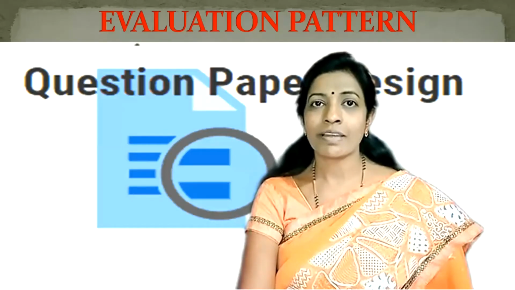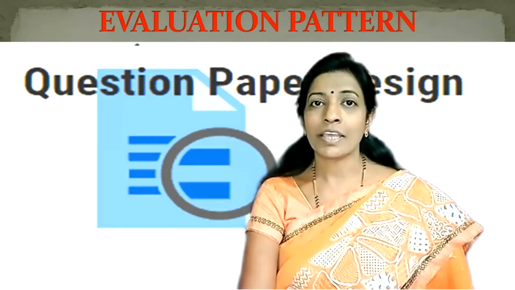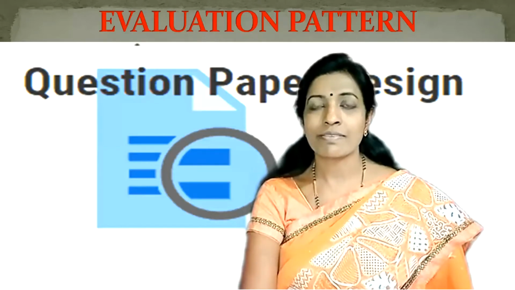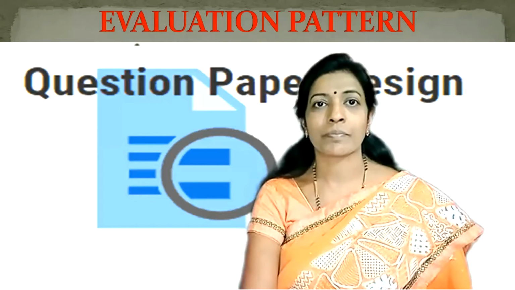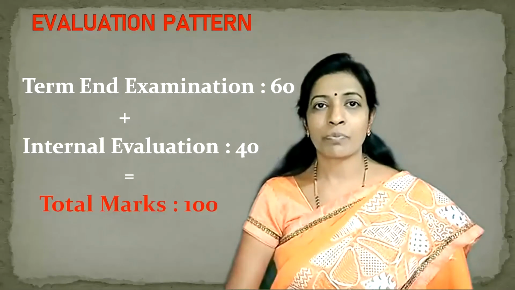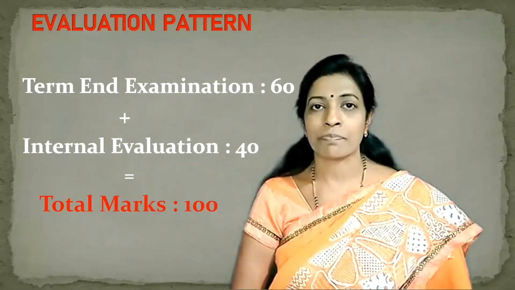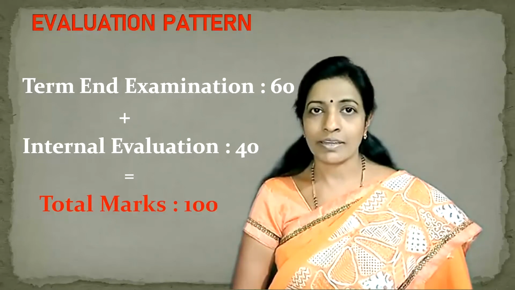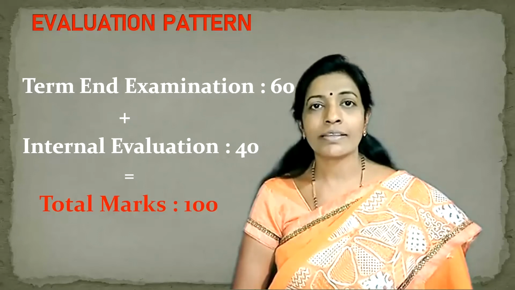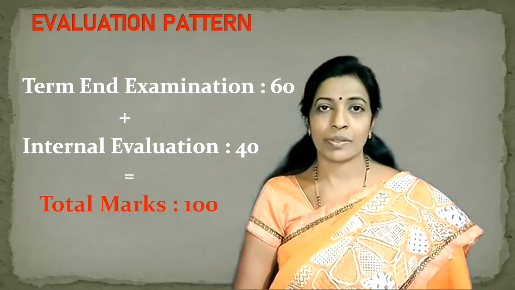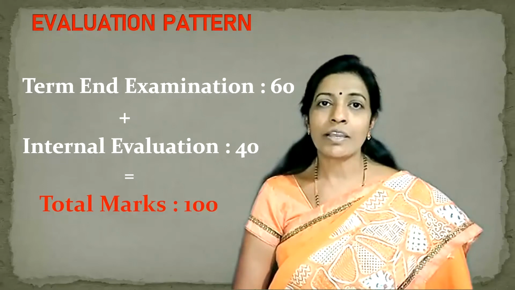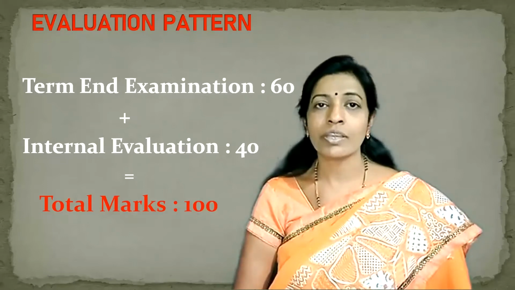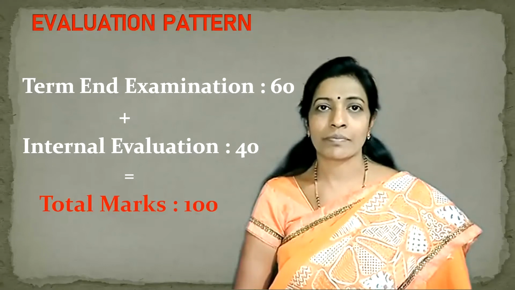Let us now try to understand the evaluation process which you have to go through during the first SEM English language course. Your evaluation process is in two steps. That is, there are two stages. One is the internal evaluation and the other is the term end evaluation. The internal evaluation carries 40 marks and the term end evaluation carries 60 marks.